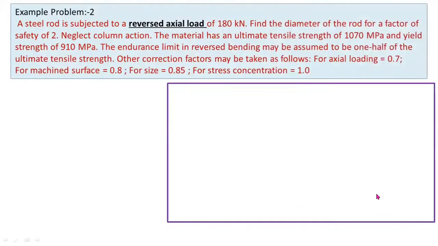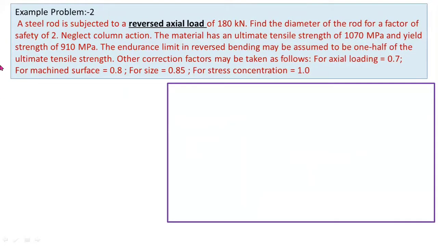Now coming to another example. A steel rod is subjected to a reversed axial load of 180 kilonewtons. Find the diameter of the rod for a factor of safety of 2. Neglect column action. The material has an ultimate tensile strength of 1070 megapascal and yield strength of 910 megapascal. The endurance limit in reverse bending may be assumed to be 1/2 of the ultimate tensile strength.